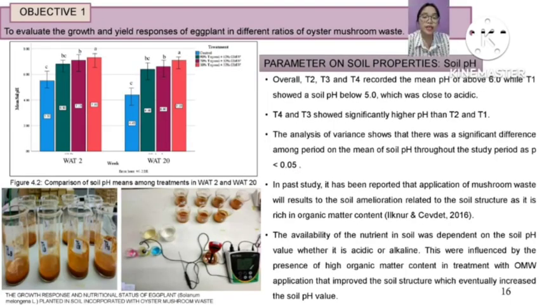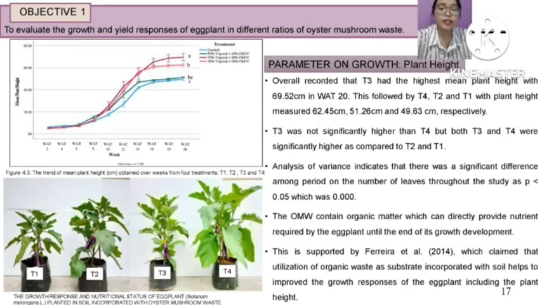A past study by ICNUR and Chiefdat 2016 reported that oyster mushroom waste application will result in better soil amelioration, which improves the soil structure. And I do believe this statement, as in my study, the treatments with high oyster mushroom waste, which are T4 and T3, have better soil pH. I believe it has influenced the soil structure as it contains more organic matter and eventually will increase the soil pH.